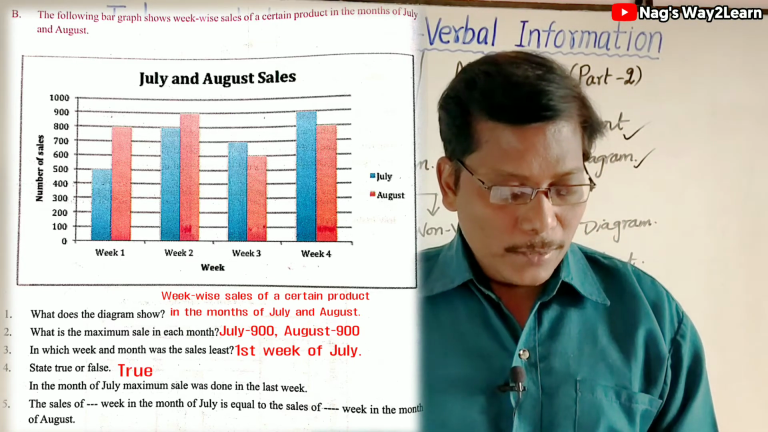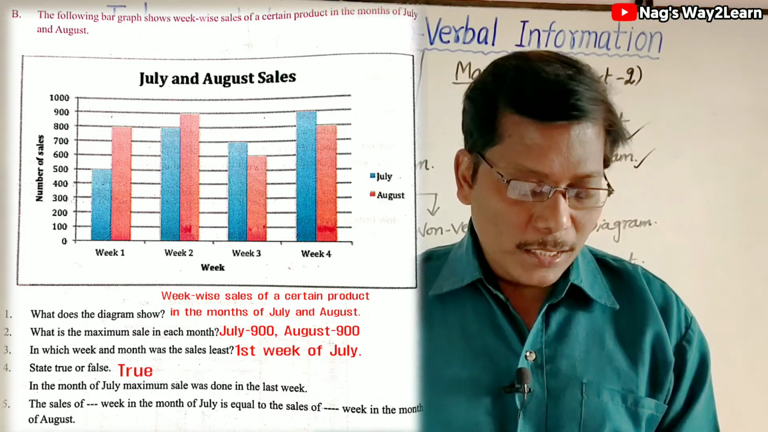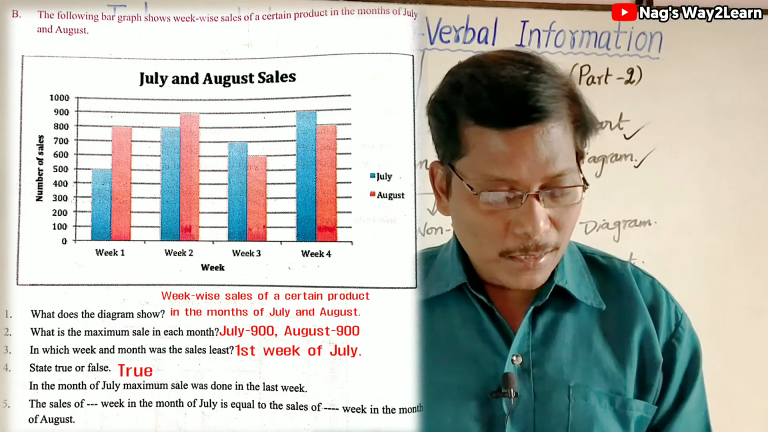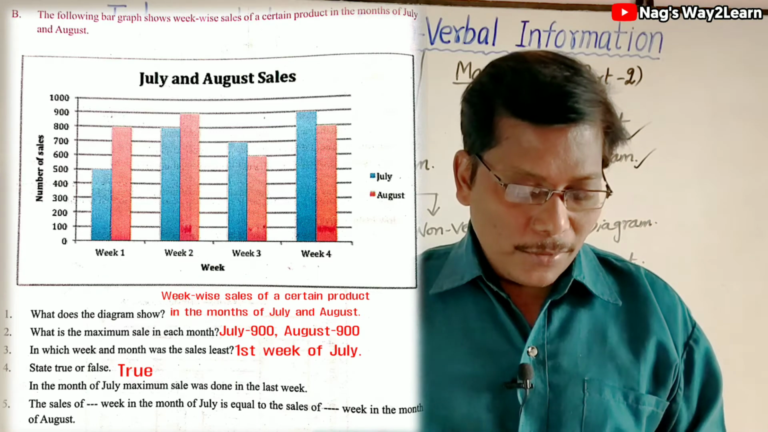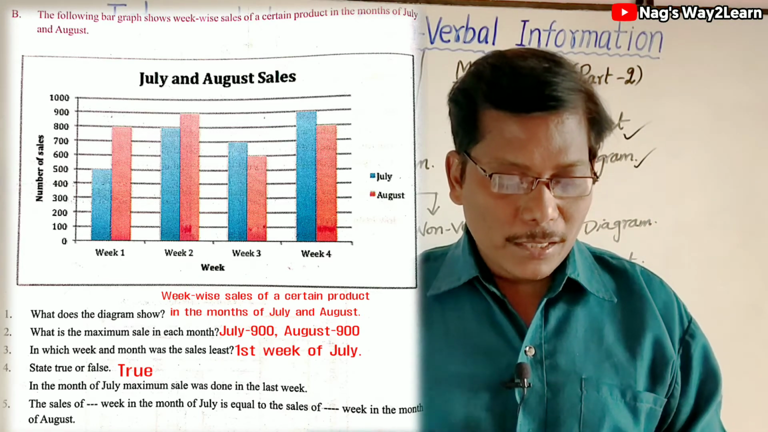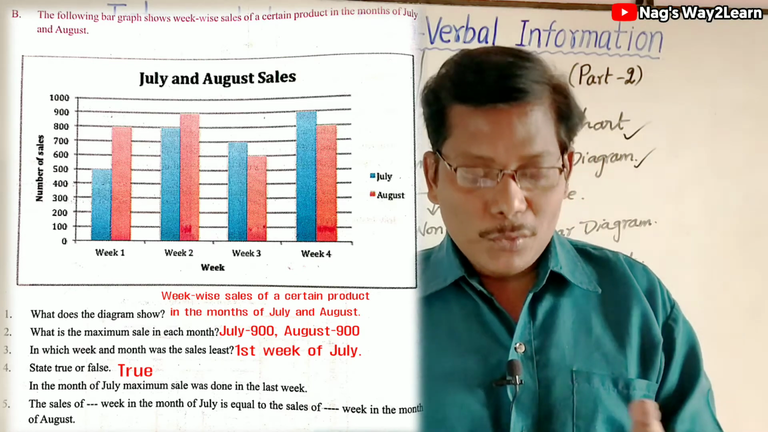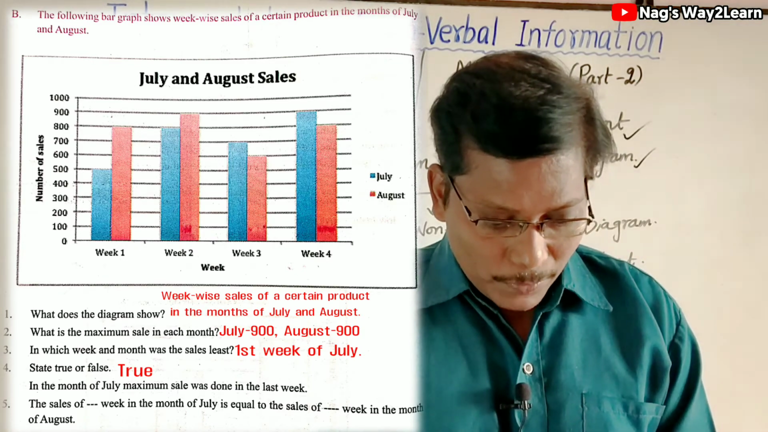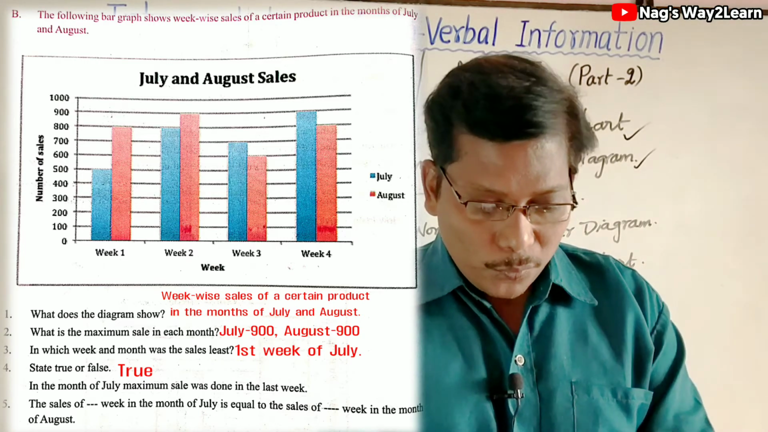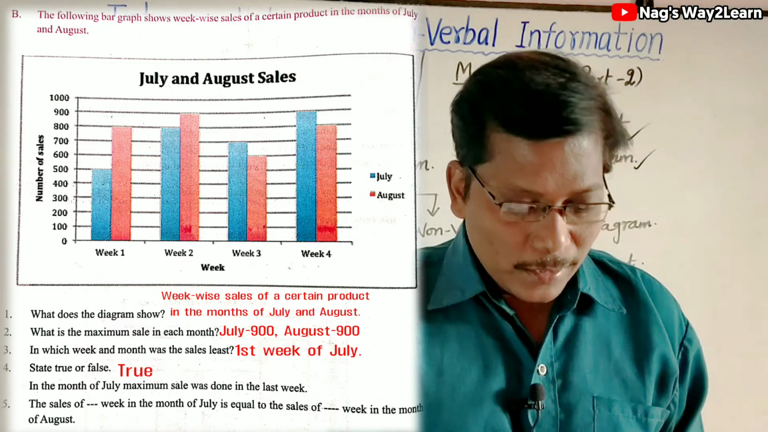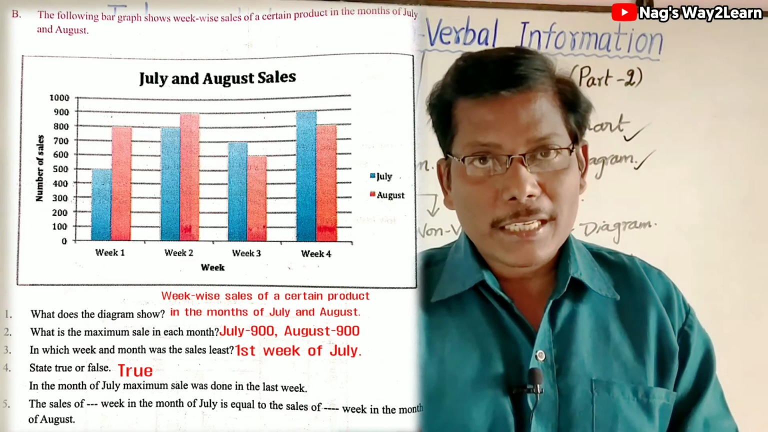And last question, the sales of dash week in the month of July is equal to the sales of dash week in the month of August. That means the value of blue color and orange color should be equal. In which weeks? We have to find the week. Blue color maximum value you can find in the fourth week, and orange color maximum value you can find in the second week. Both have 900.